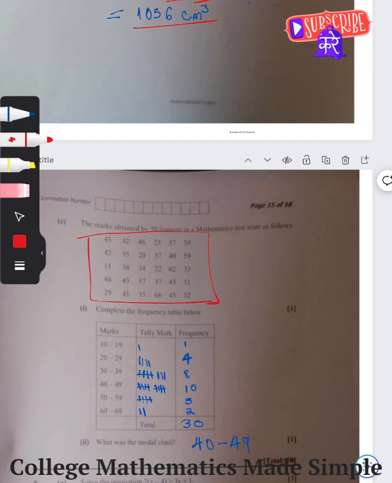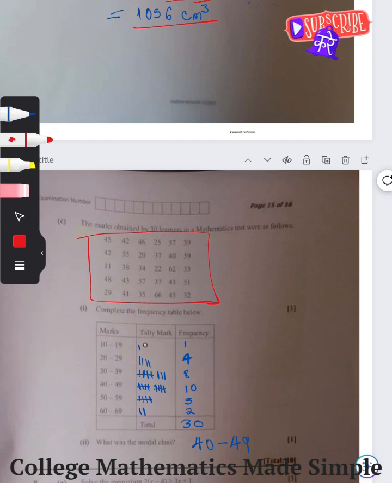But how do we complete a tally table? You first start counting 1, 2, 3, 4. If the count is more than 5, the fifth one you cross, that is 5. Then you follow again until the fifth one you cross, and so forth. So you can quickly go through these numbers. Immediately you count it, you cancel it until you exhaust all the numbers.